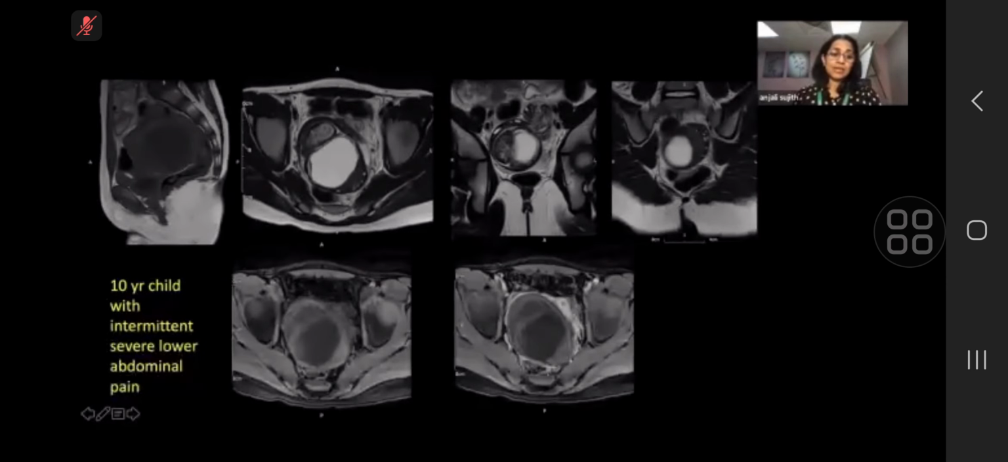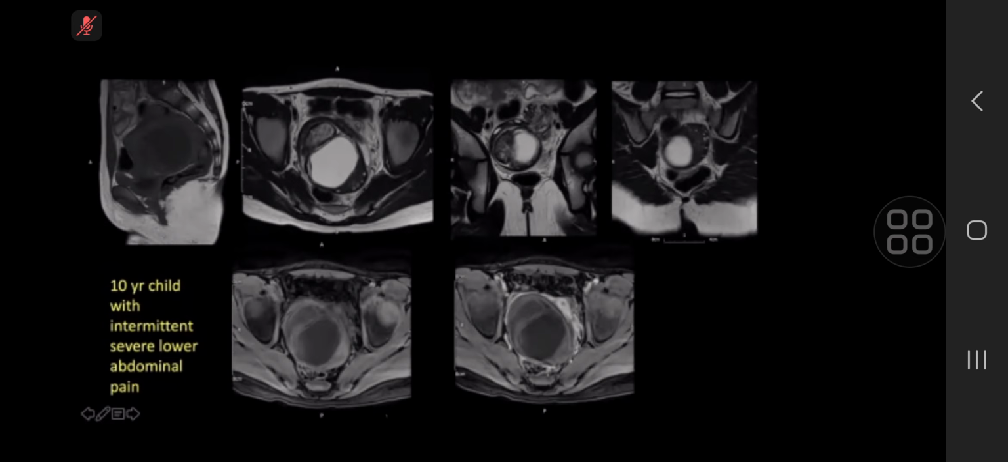Yeah, this is a 10-year-old child with intermittent severe lower abdominal pain. Describe the findings. Okay, I can see a large complex cystic lesion centered in the pelvis of low signal intensity on T1, of high signal intensity on T2. I can see the ovary with small follicles is stretched around the lesion. Good. So it is mostly of an ovarian origin. On the post-contrast images, I can see peripheral enhancement of the ovary itself, but no enhancing solid component.